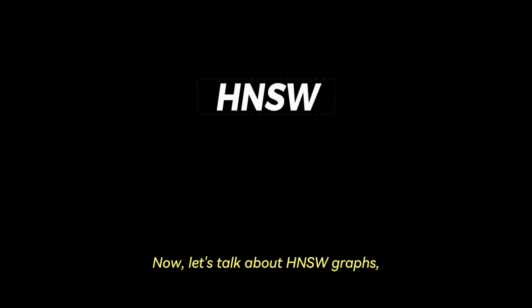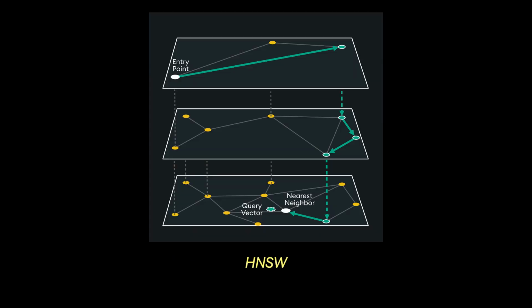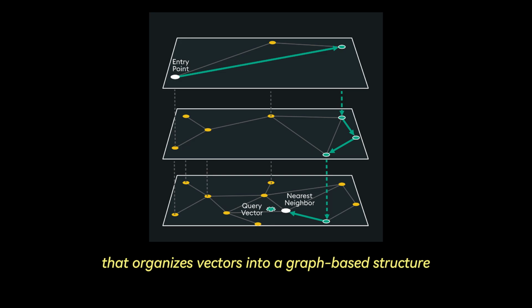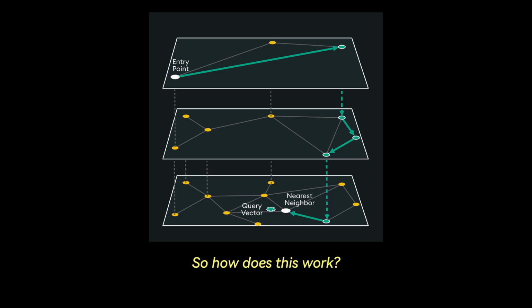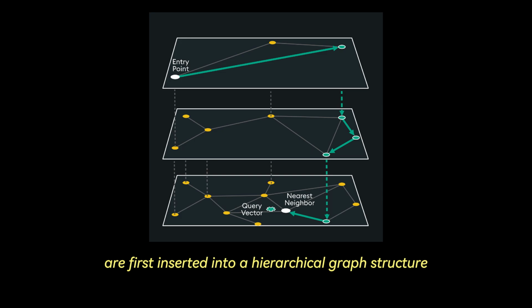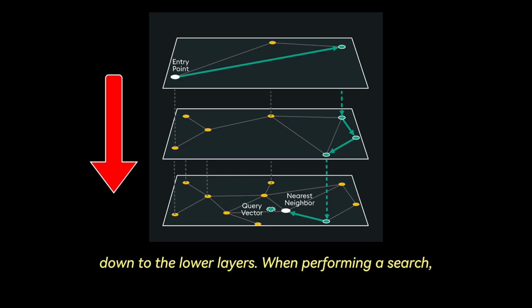Now let's talk about HNSW graphs, which stands for Hierarchical Navigable Small World Graphs. HNSW is another popular indexing technique that organizes vectors into a graph-based structure. In this approach, the space is organized into multiple levels, like a multi-layered graph, where each layer contains a subset of vectors. So how does this work? Vectors are first inserted into a hierarchical graph structure where each vector is connected to its closest neighbors. The higher layers of the graph are sparser, and lower layers contain more vectors, making the search more efficient as you navigate from the top layer down to the lower layers.